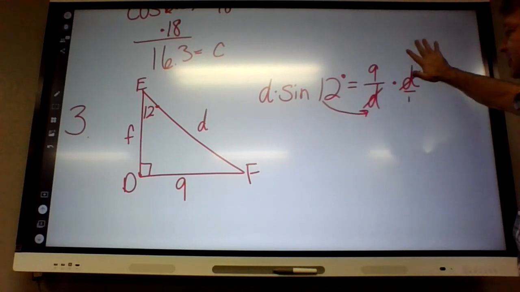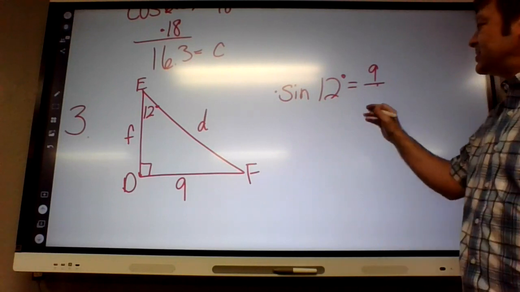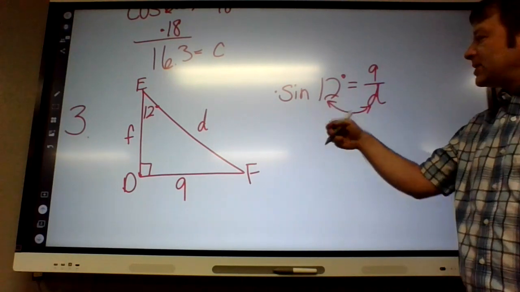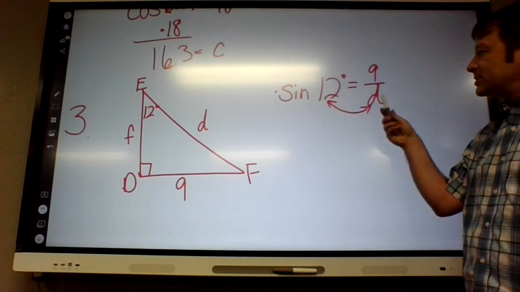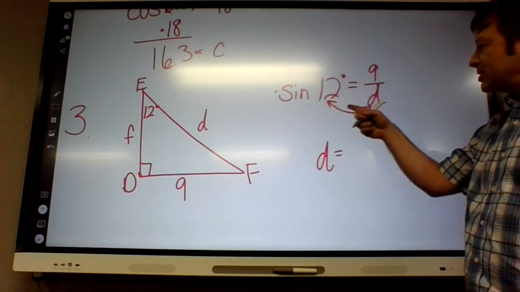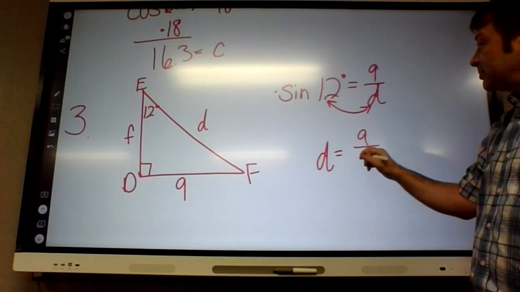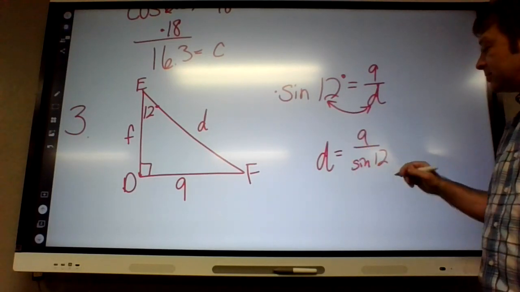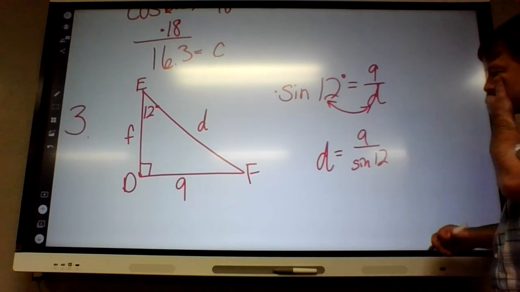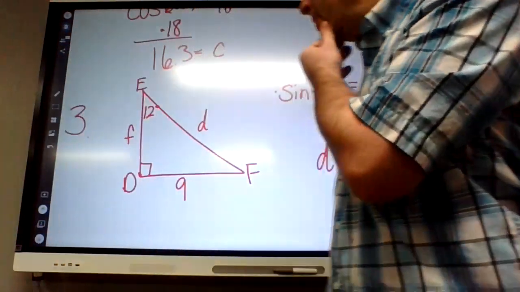So when the variable is in the denominator, the variable and the sine or cosine or whatever switch places. As you multiply by D, it goes up. You divide by sine of 12, it goes down. So it's 9 divided by sine of 12, which should come out as 43.3.